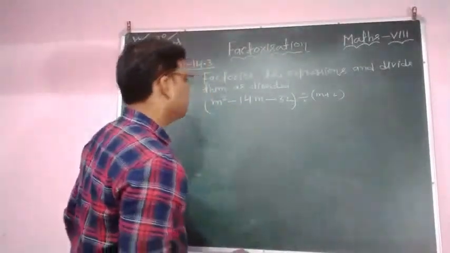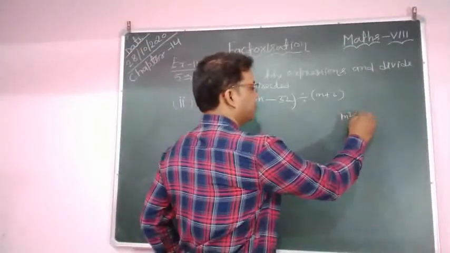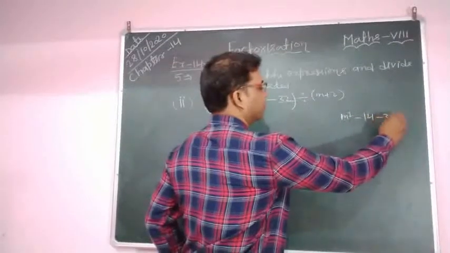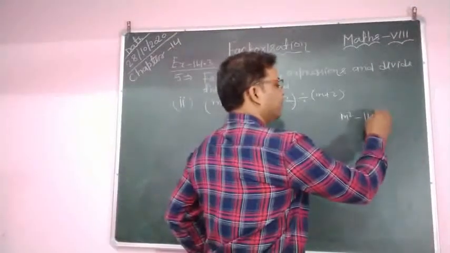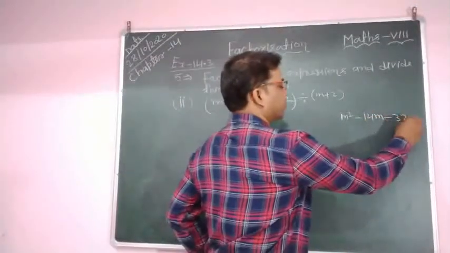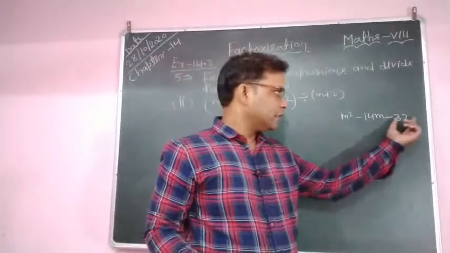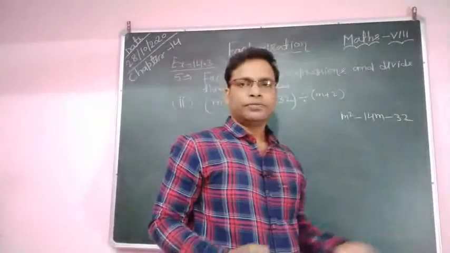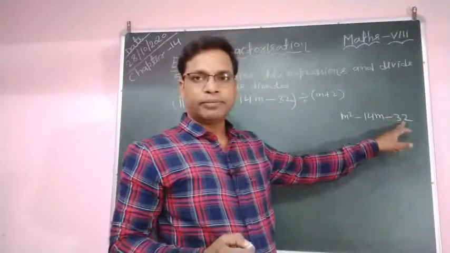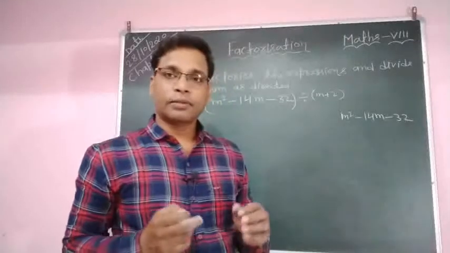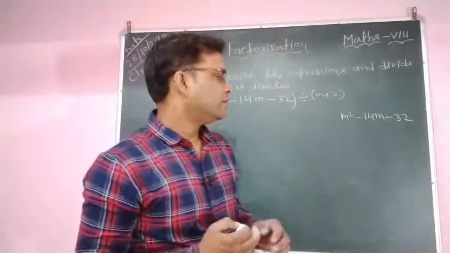So for the factors we write here m square minus 14m minus 32. Clear? So how can you find its factors? Here you can see this is a constant term, 32. The sign of the constant term is minus. So first we find the factors of 32 such that their difference is 14.